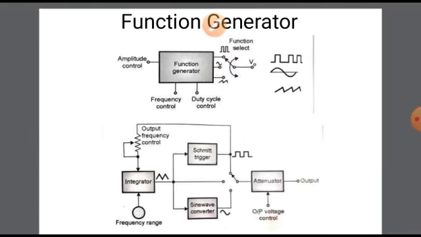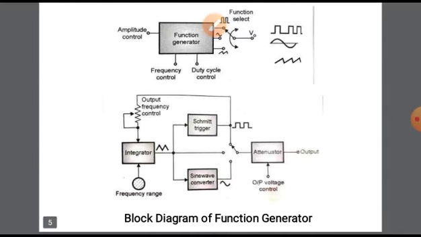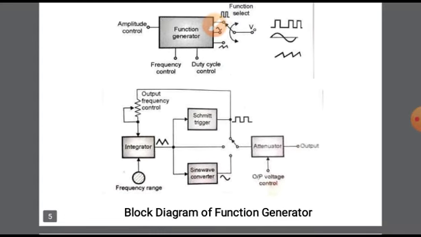The basic definition of a function generator is that it generates the waveform, sine wave, square wave, or triangular wave, with a frequency and with an amplitude, and you can adjust the amplitude or frequency with the help of the buttons. The buttons are always called controls. You can adjust the amplitude using amplitude control, the frequency using frequency control, and the duty cycle using duty control. That is nothing but the buttons.